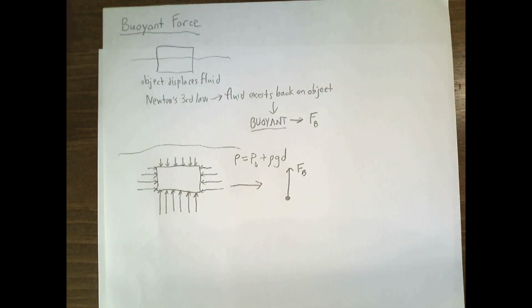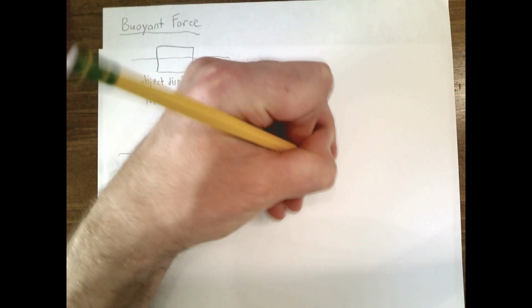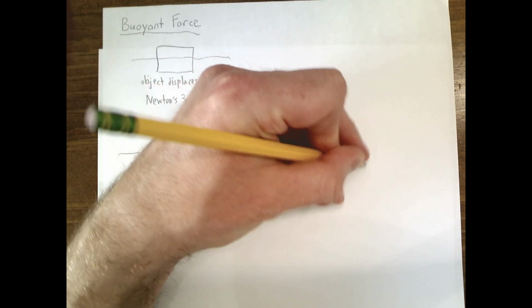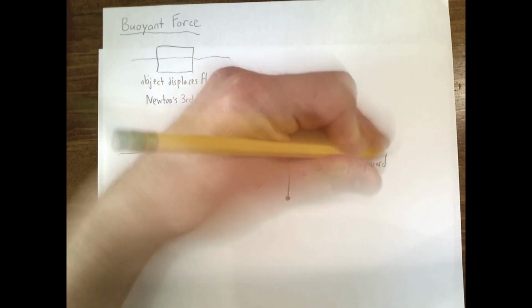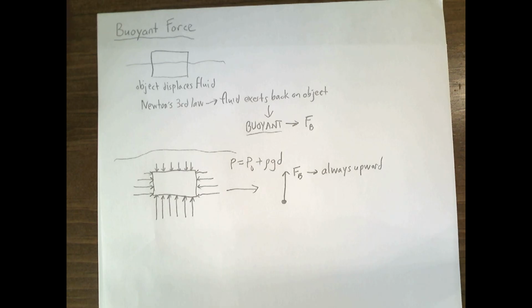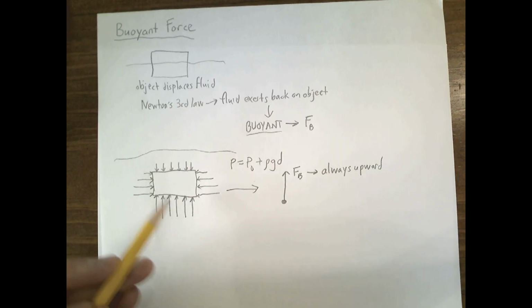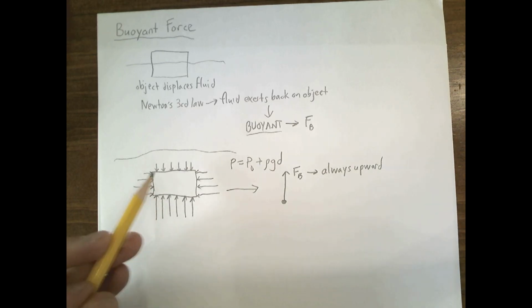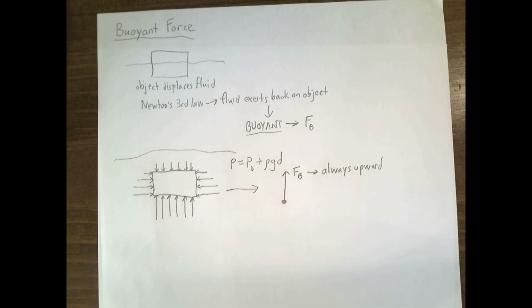So the direction rule for the buoyant force is always upward. The fluid will always push upward against the object because the pressure is going to be greater on the bottom edge of it at that greater depth. As long as the object has some finite depth, and most real objects do, there will always be a little bit stronger of a push on the bottom than the top, and hence the fluid will always tend to push the object upwards.